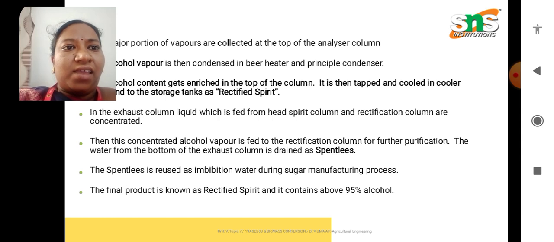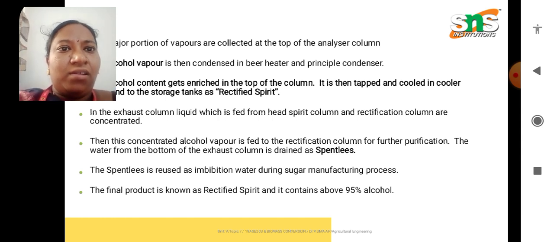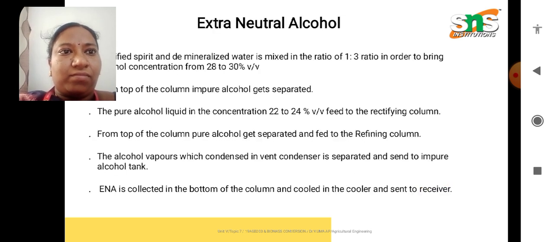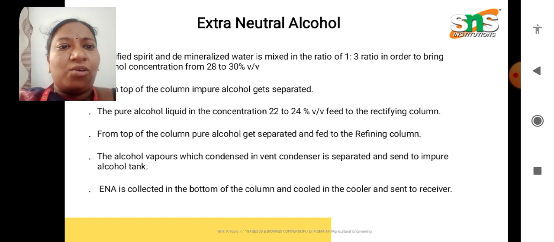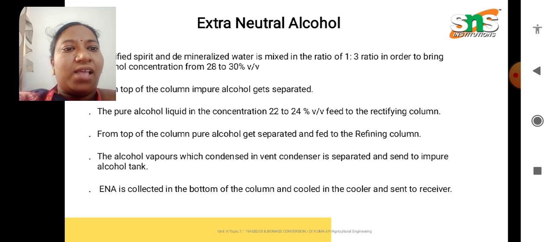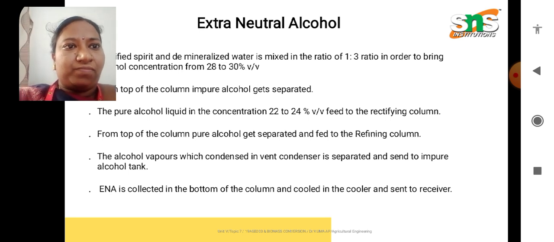Alcohol content gets enriched at the top of the column, and it is then tapped and cooled in the cooler and sent to the storage tank, called rectified spirit. Extra neutral alcohol is collected at the bottom of the column, cooled in the cooler and sent to the receiver.